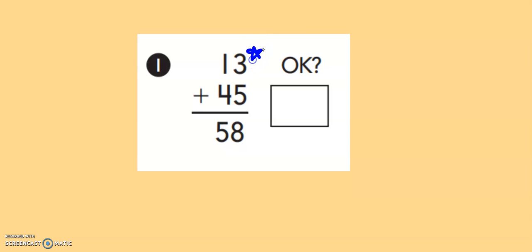As always, we start in the ones place. We have 5, 6, 7, 8. Okay, that looks good. They didn't add a new 10 because we don't need a new 10 if it's only 8. Then we have 4 plus 1 more. That gives me 5. So it looks like this problem is correct, so it is okay. I'm going to write yes in the box. I don't need to fix anything. Everything adds up correctly.